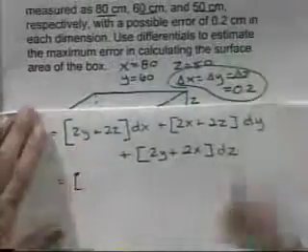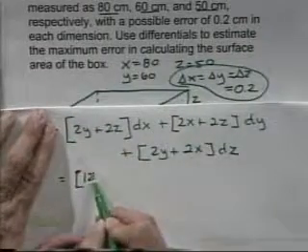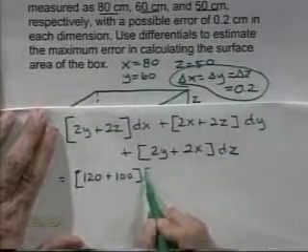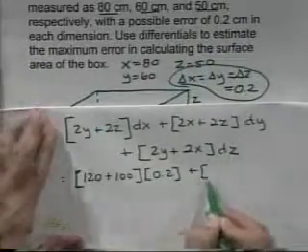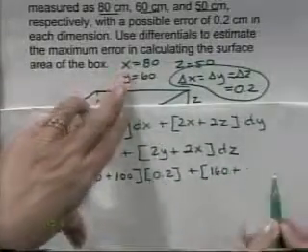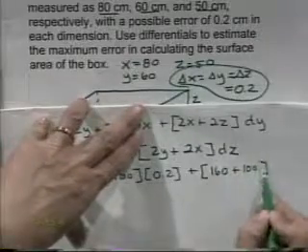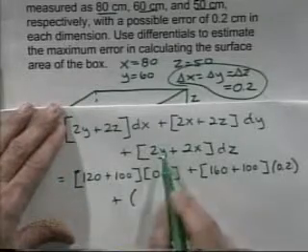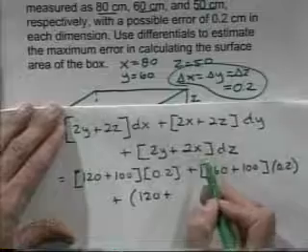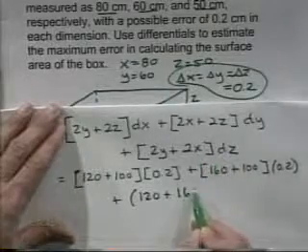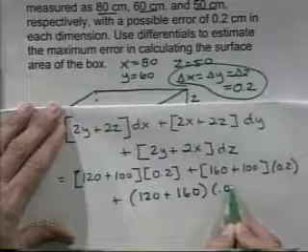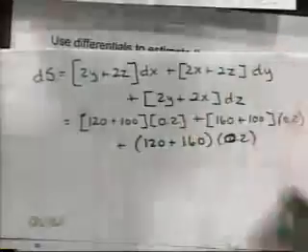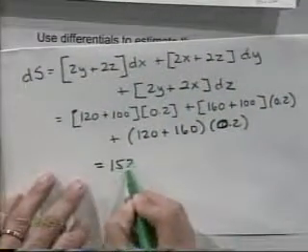All right, plugging that in right here, you're going to have 2 times y, which is 120, plus 2 times z, which is 100, for delta x, we're putting in 0.2, plus 2 times x, which is 160, plus 2 times z, which is 100, times delta y, which is 0.2, plus 2 times y, which is 120, plus 2 times x, which is 160, times 0.2, and 0.2. I already punched this into the calculator, so take my word for it, we're going to get 152.